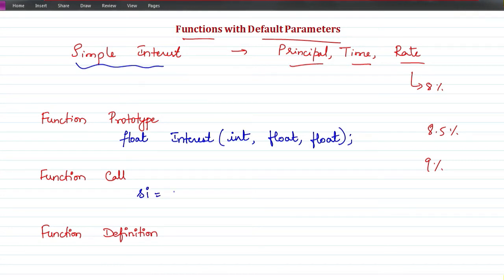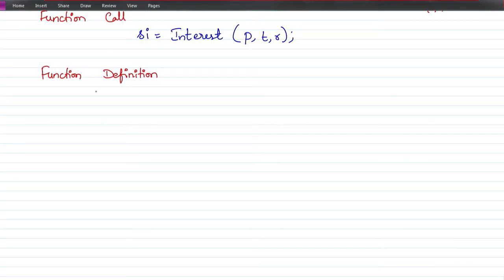I will call this interest function with the variables p, t and r. Now these three parameters are passed to the function. To define the function, we will write the return type, name of the function. You know about formal and actual parameters. So we will write the formal parameters here.